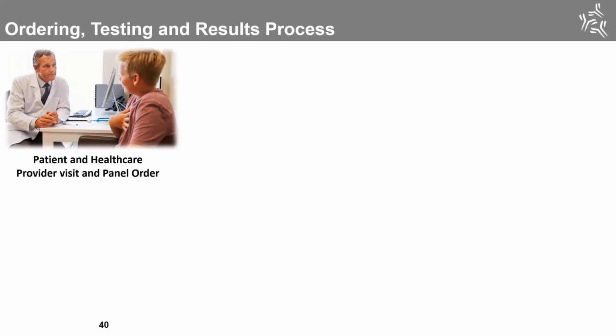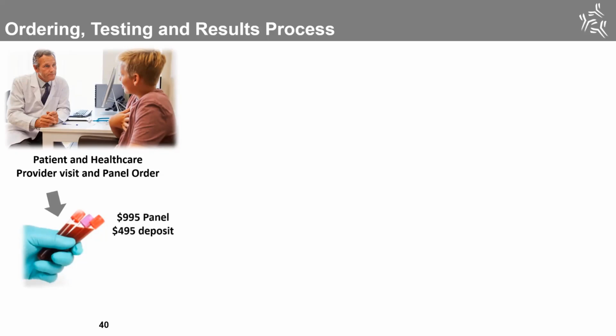So what does the ordering and testing process look like? You've probably gone through that. If you visit with your patient, take a history, and decide that this patient is a candidate for testing, that order is placed through our portal. We are working also on other ways of making that easier. There is a $995 total cost for the panel, and we require a $495 deposit, which the patient will pay. Through there, we do bill insurance and refund anything that the insurance does pay for. We are a very small company, and so one of the things is for us to be able to continue to provide this testing, we need to be able to pay for it and function.